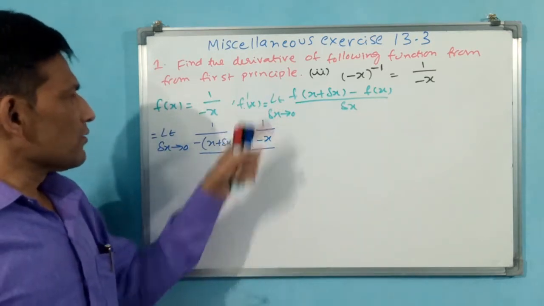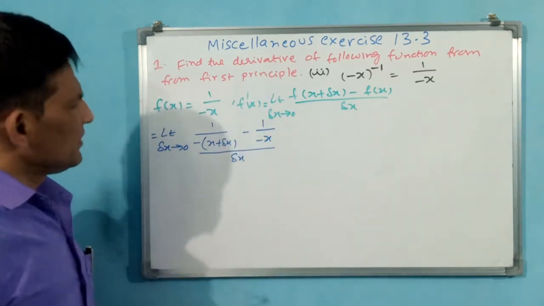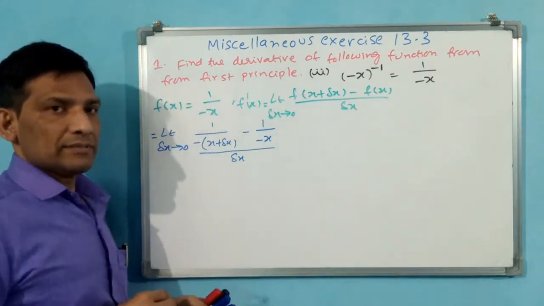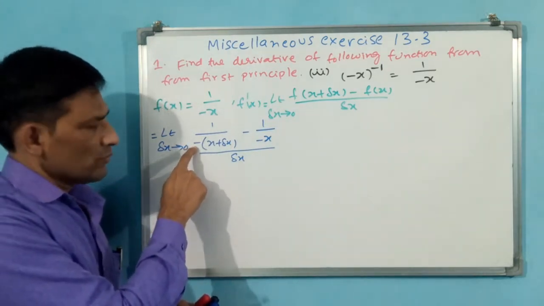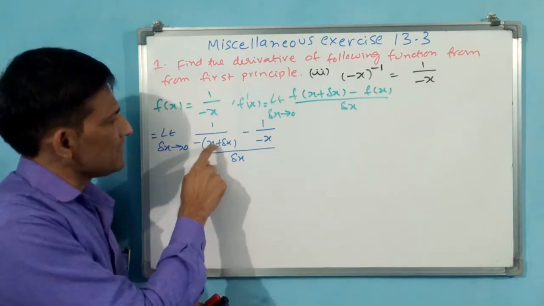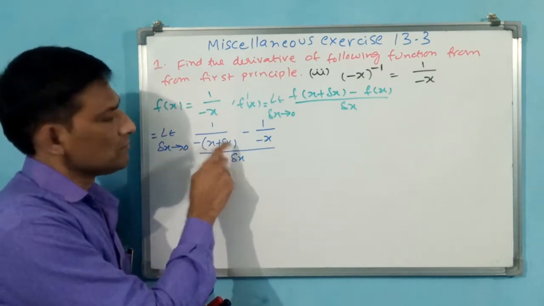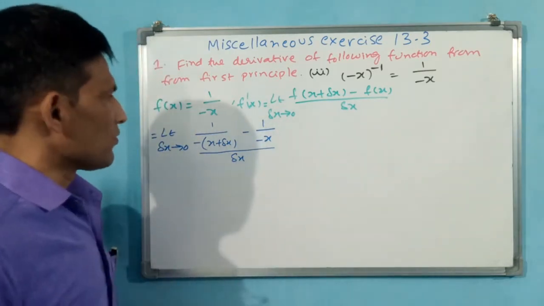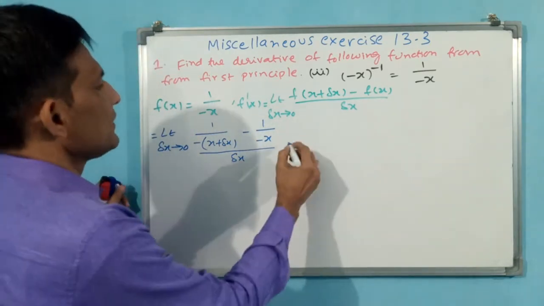You may ask why can't we transfer this minus to the top? That also we can do, but you have to do this process carefully. Why? Because you have to keep in your mind that this minus is applicable to both x and delta x. Like that you have to think. Okay, now let us proceed further.